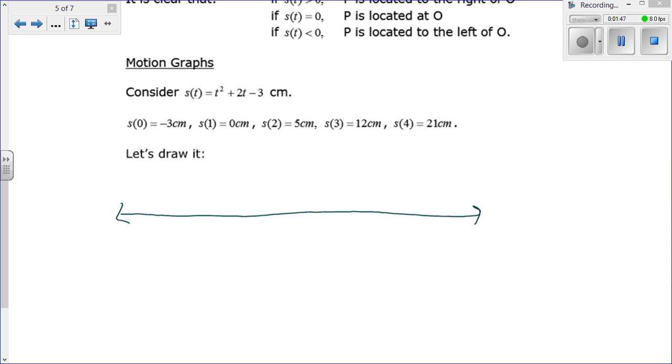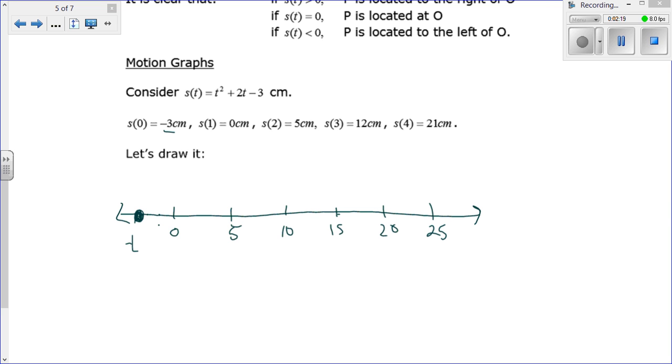So I have 0, 5, 10, 15, 20, and 25 on my number line. When t is equal to 0, my position is at -3 centimeters. That means I'm to the left of the origin. So right about here. That's my position.